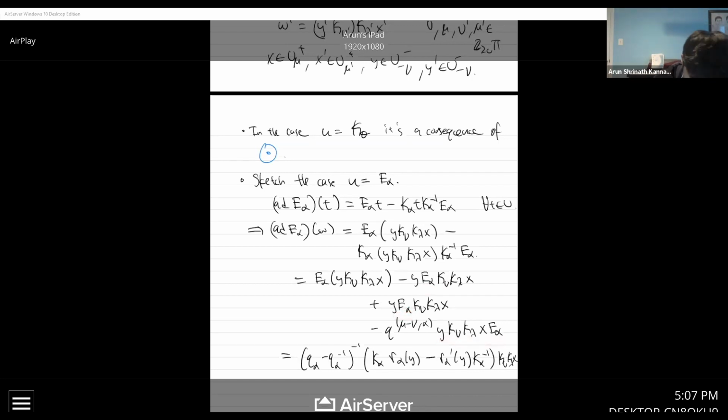And so what you end up getting is a factor that becomes k nu k lambda times q to the minus lambda minus nu alpha e alpha x minus q to the mu minus nu comma alpha x e alpha. And so that's those last two lines.